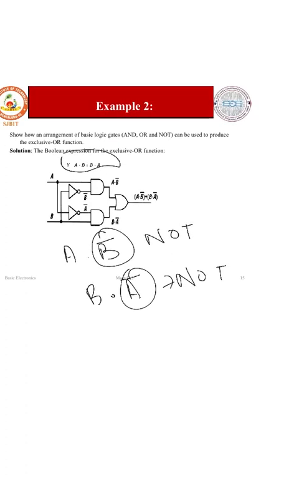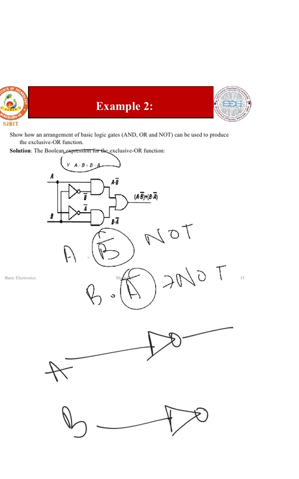So how do we realize it now? We will take a and b as input lines. Next we will take a NOT gate from it. I repeat, we are taking a NOT gate. We can connect a NOT gate directly here. So I can write it in this way also. This is also correct. It is here for your understanding.